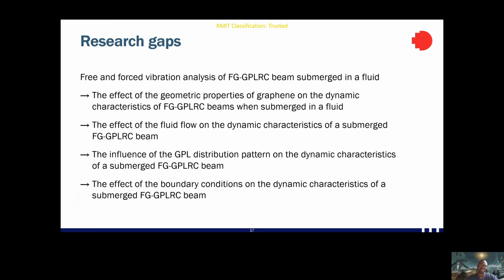And so with all this, I identified a few gaps, which all stem from the lack of research on the free and forced vibration in functionally graded graphene reinforced beams submerged in a fluid. The gaps I noticed were that there's no research on the effect of the geometric properties of graphene, the effect of the fluid flow, the influence of the graphene distribution pattern, as well as the boundary conditions.